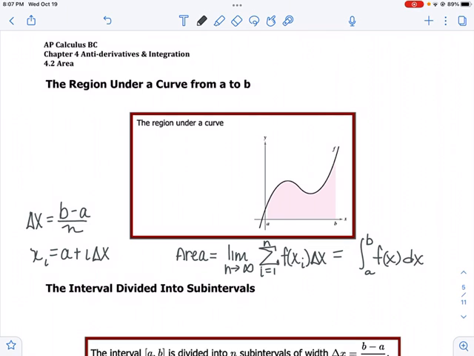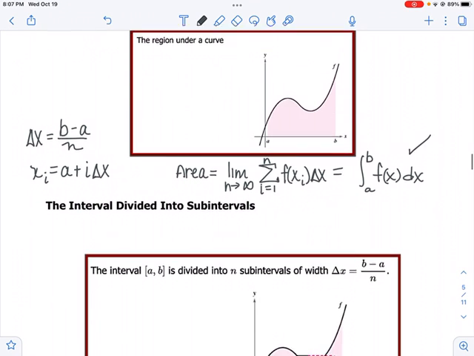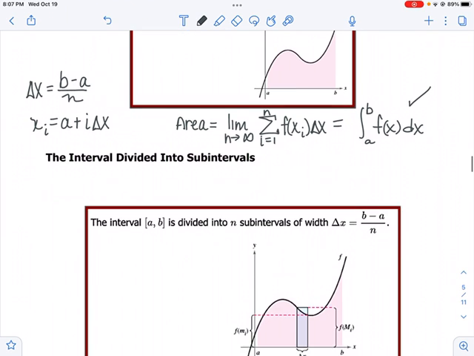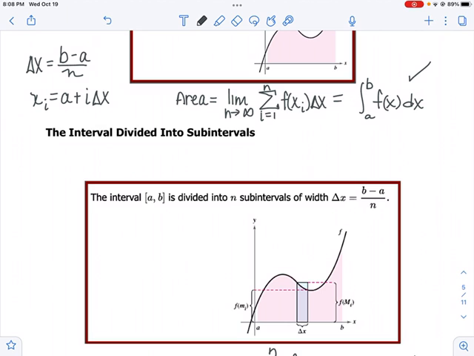Okay, so we're back in section 4.2, video part 2, and looking at the region under a curve from a to b. So if we consider our subinterval, delta x is (b minus a) over n, and x sub i is equal to a plus i times delta x still. Then the area is the limit as n goes to infinity of the summation from i equals 1 to n of f of x sub i delta x, and that is in fact equal to the integral, to find the region under the curve. So we're looking at the theory behind the definite integral here.